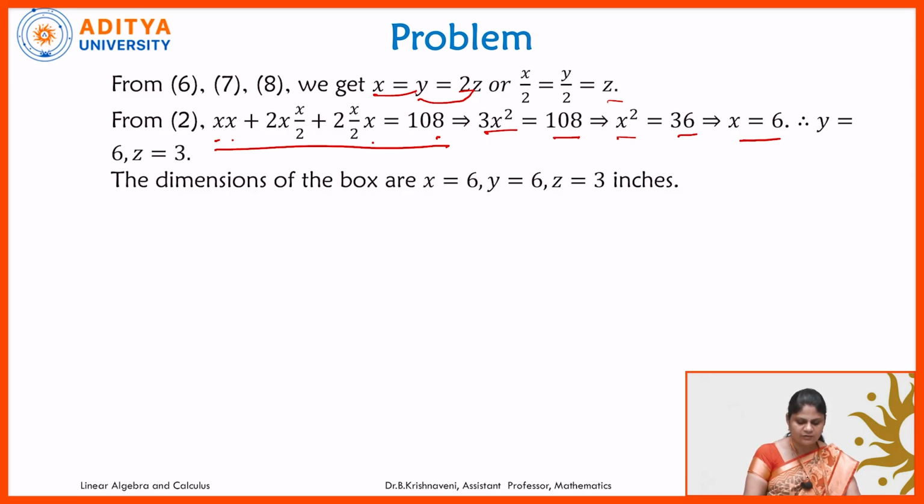By using x is equal to 6 and by this relation, what is y equal to? Again 6, z is equal to 3. Therefore, the dimensions of the box are x is equal to 6, y is equal to 6 and z is equal to 3, for which it is having maximum capacity, that is volume.